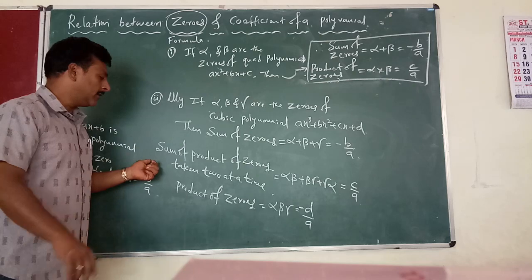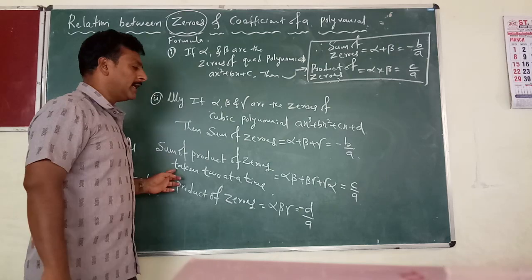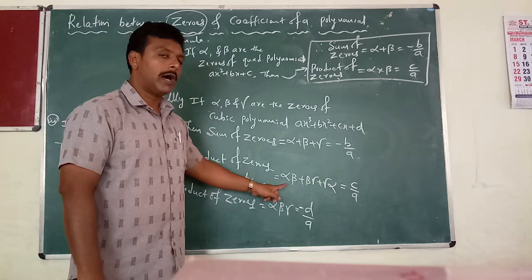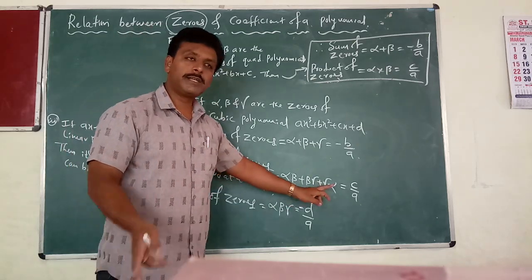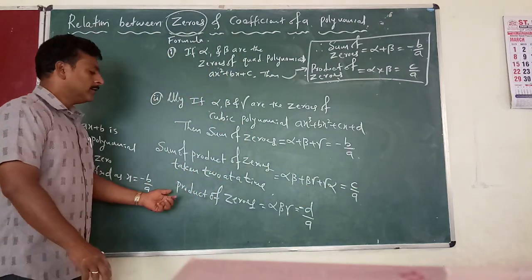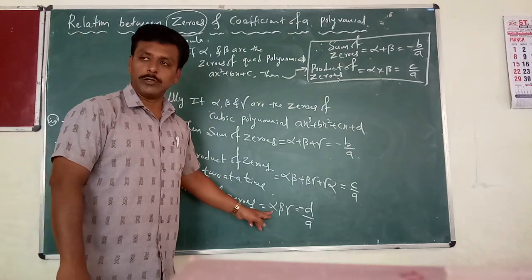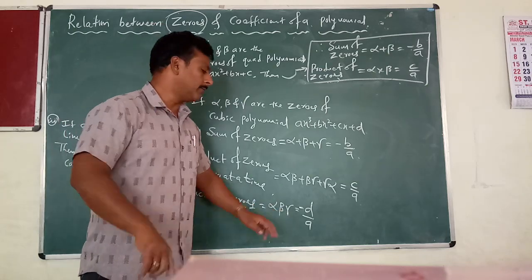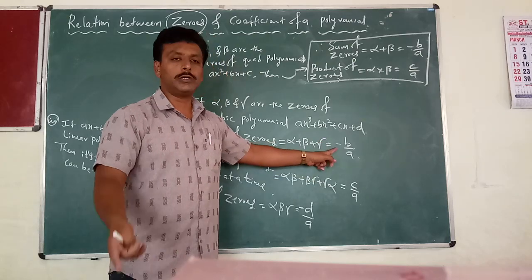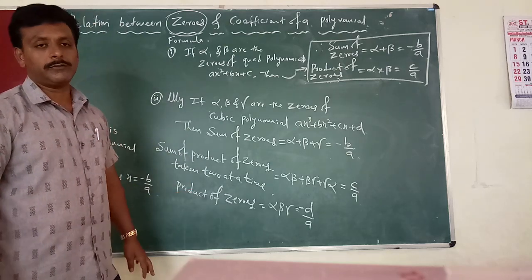Second, the sum of the product of zeros taken two at a time: you multiply two zeros and add, alpha beta plus beta gamma plus gamma alpha, and the formula is c by a. And last, the product of all three zeros, alpha into beta into gamma, is minus d by a. In the last class I told you, first minus, next plus, next minus. So this much we discussed in the last class.